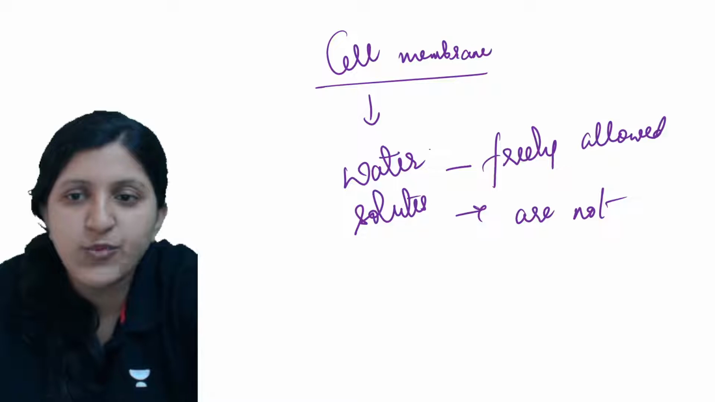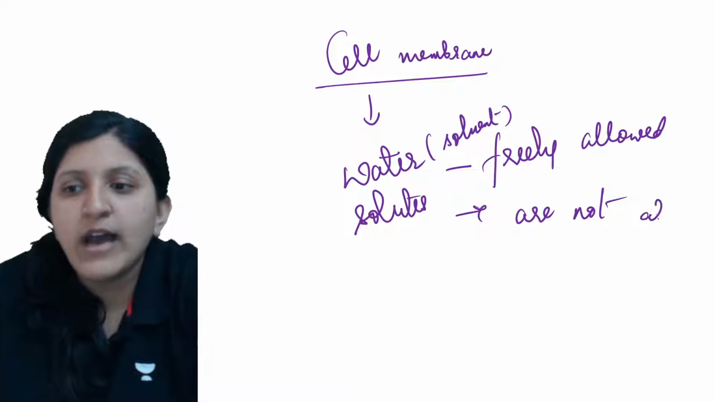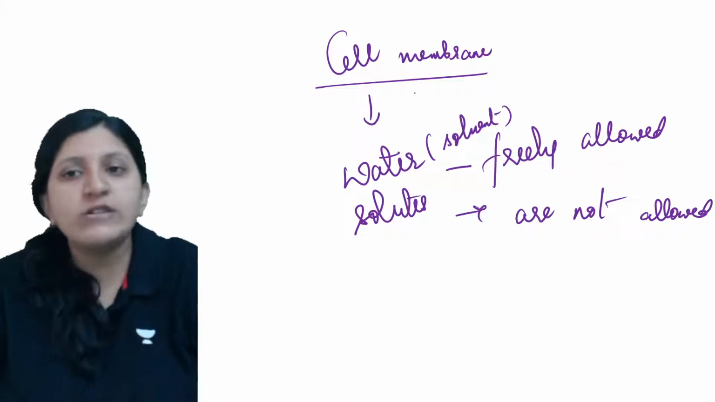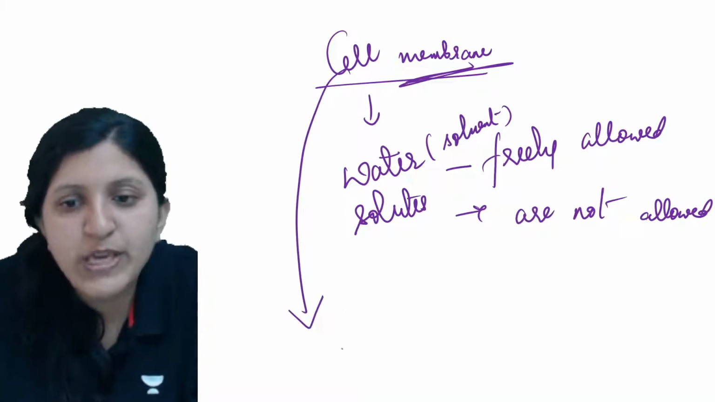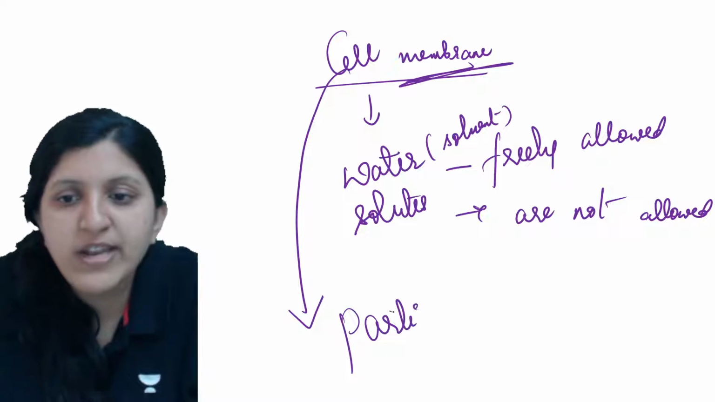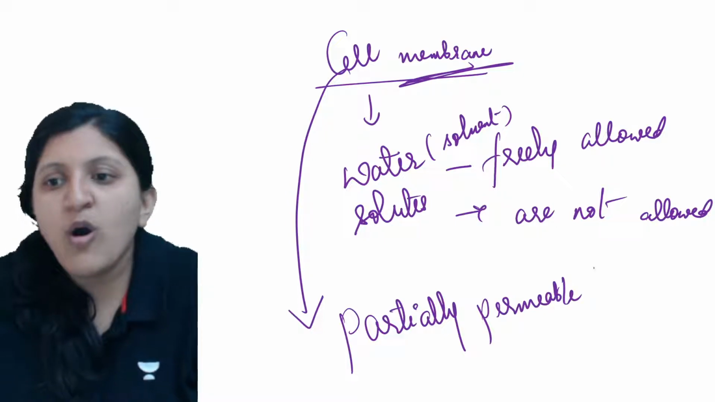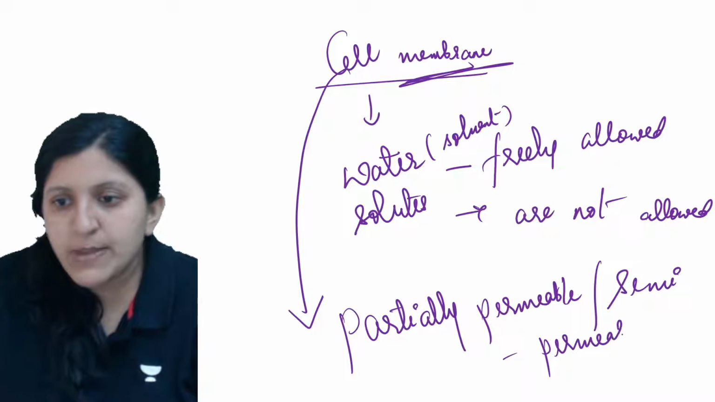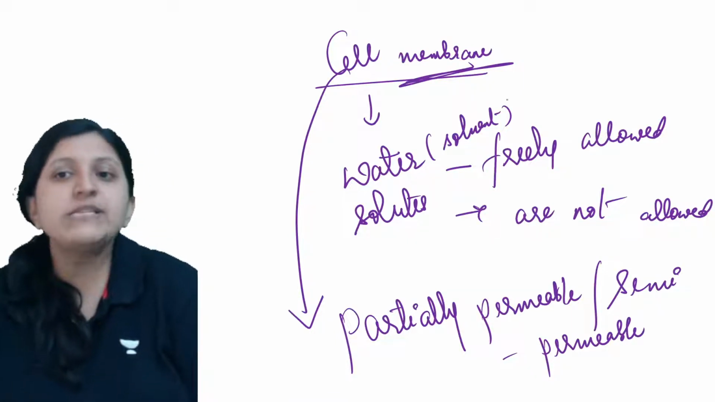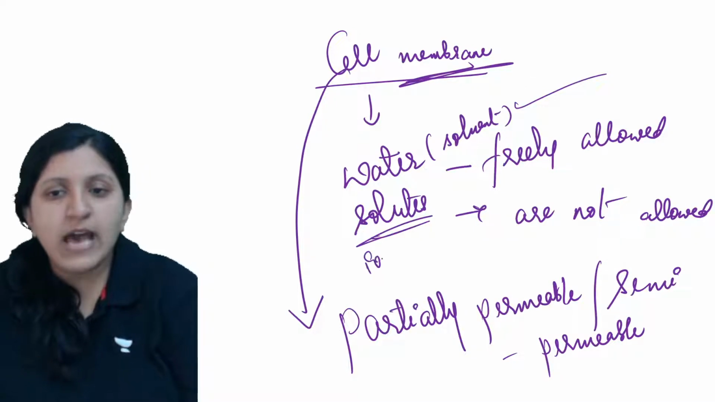So water is nothing but the solvent here, and the solutes here are not allowed to move in across the semi-permeable membrane, which is the cell membrane, and hence we call this the partially permeable membrane. So this one is partially permeable, or can even be called a semi-permeable membrane. That means it allows the water to move in easily, but it does not allow the solutes, that is ions or minerals, to move in easily.